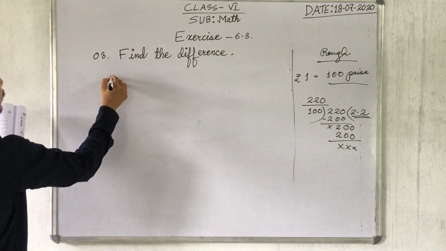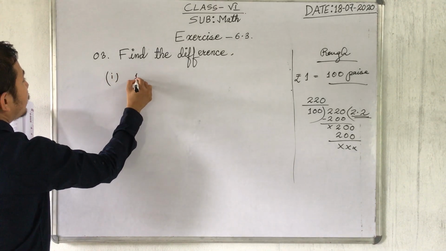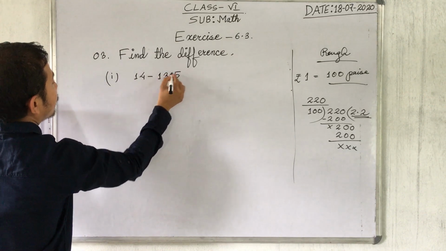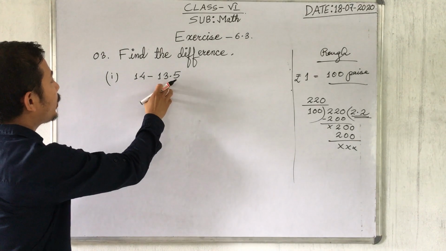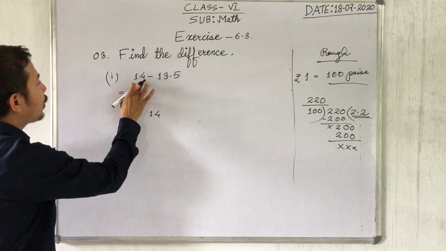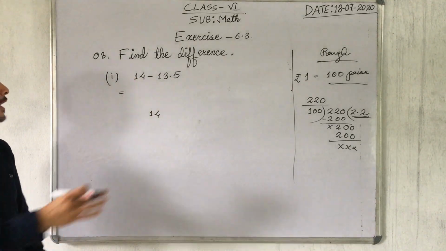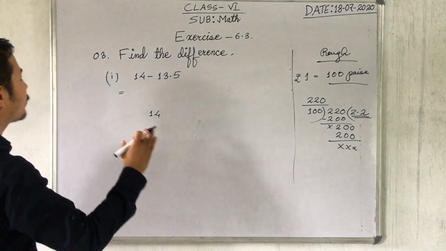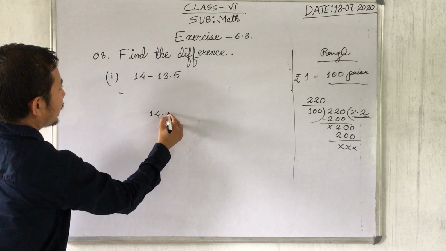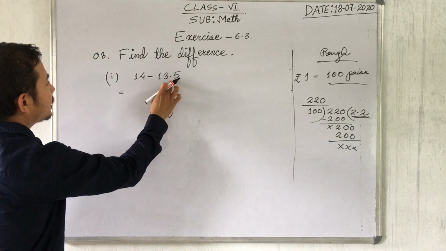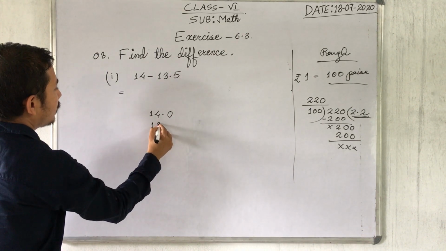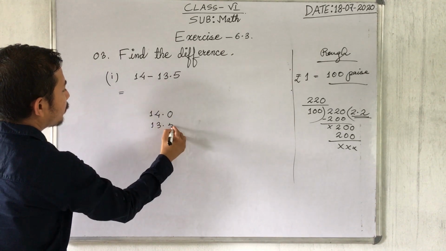Find the difference. Question number 1 is 14 minus 13.5. That means we have to subtract 13.5 from 14. In front of 14 there is no decimal point, so we should understand that this 14 is the number in front of the decimal. Behind the number we can put a decimal and a 0, because there is a 5 behind the decimal point in the second number, 13.5.